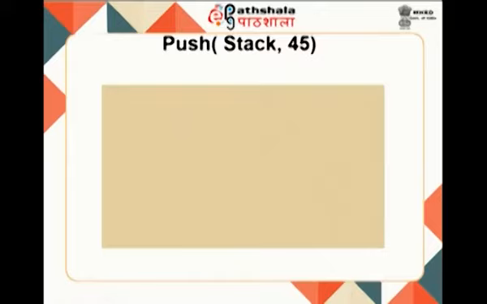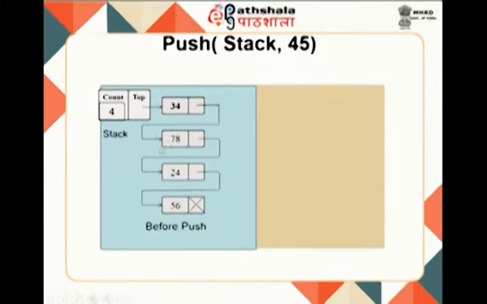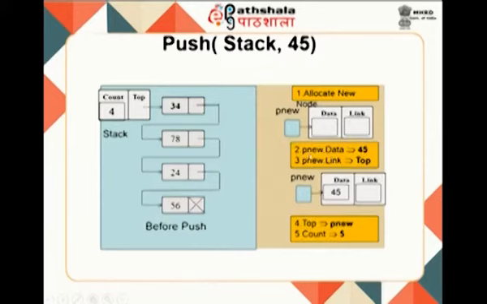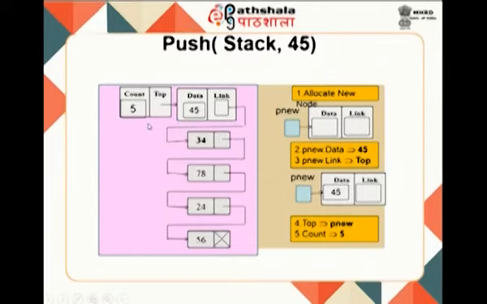Now, let us look at pushing. Let us say we want to push an element called 45 into the stack. So, this is the stack and this is the head with count 4 and top, the state before the push operation. Now, the first thing you have to do is allocate a new node. So, this is p new, it has data and link, and here p new dot data is 45 and p new dot link is top. Then top is equal to p new, and the count has to be incremented to 5.